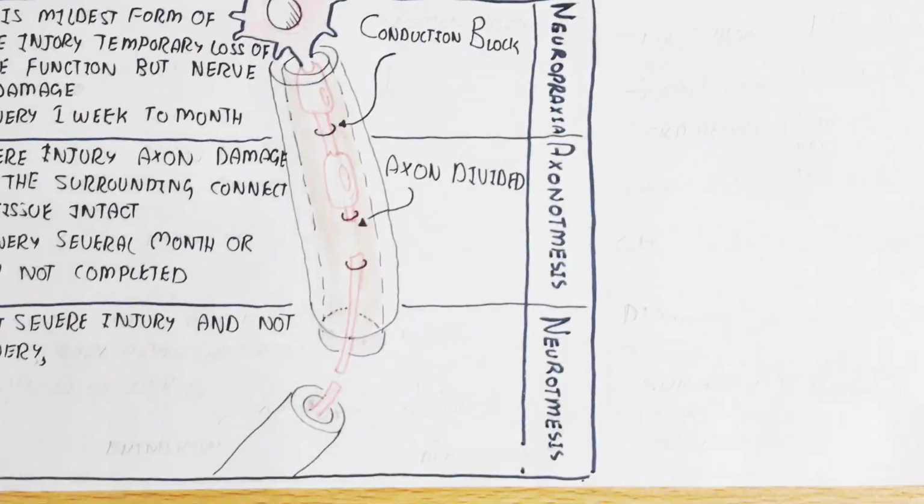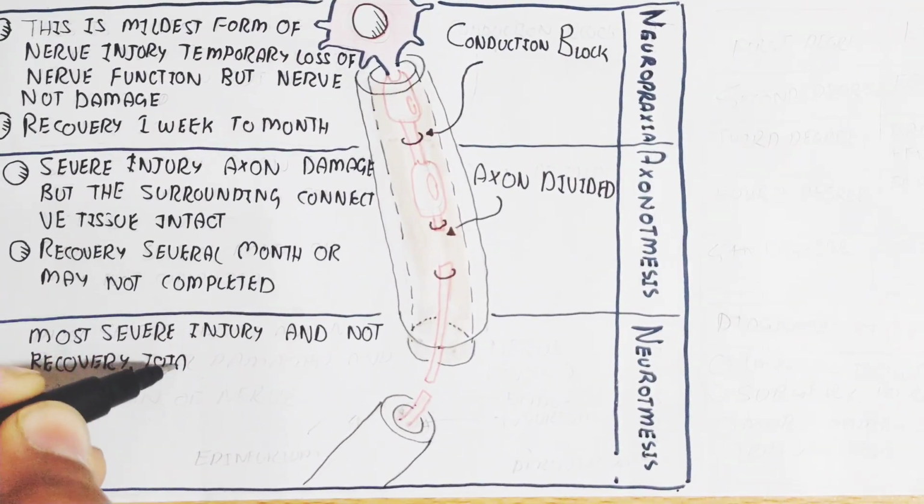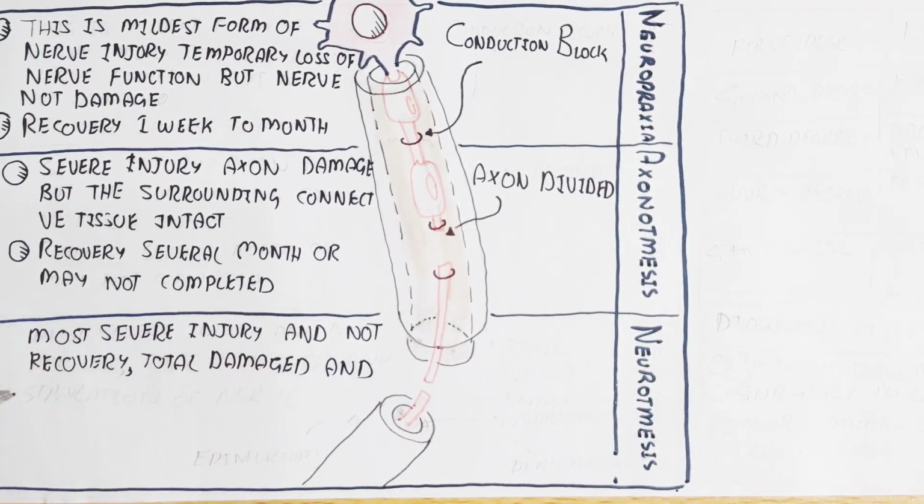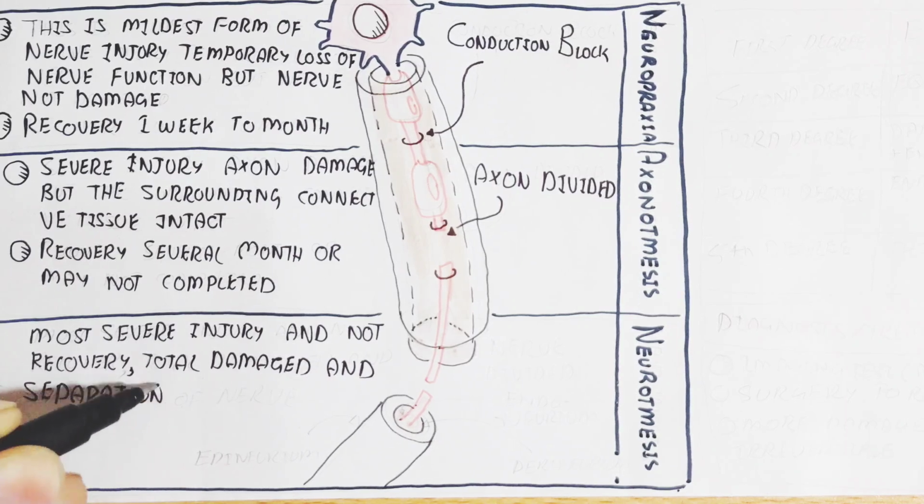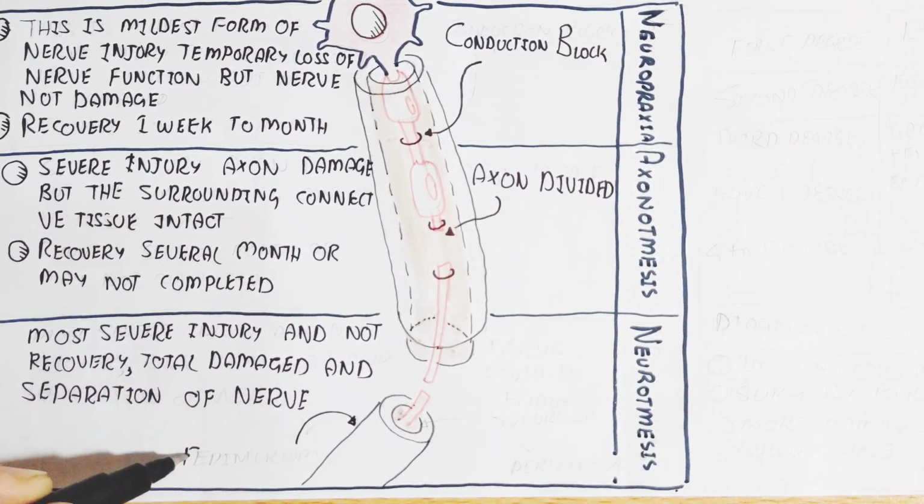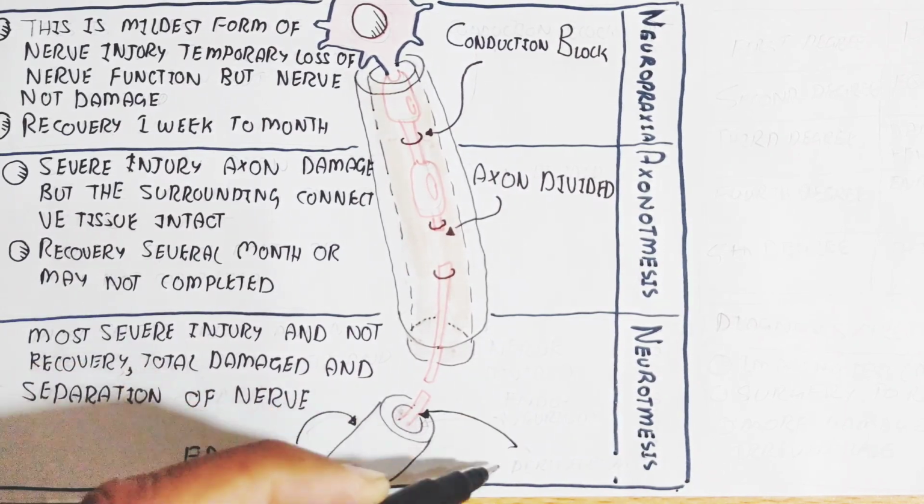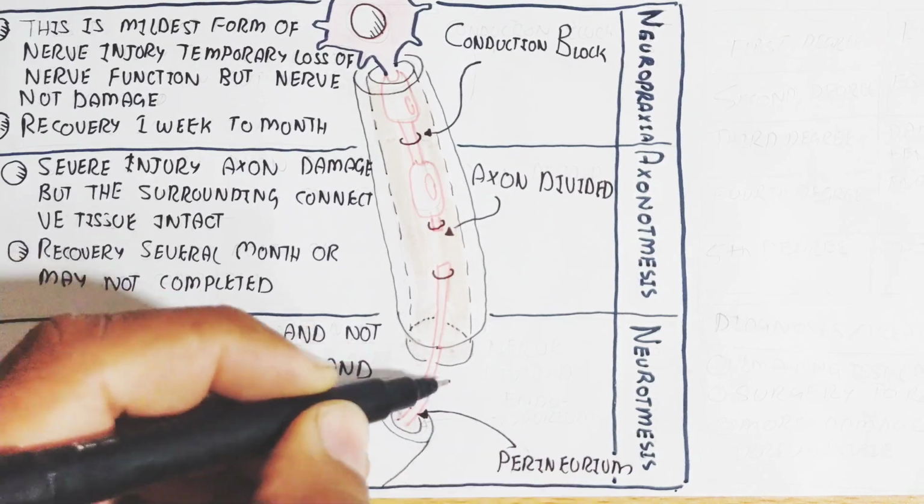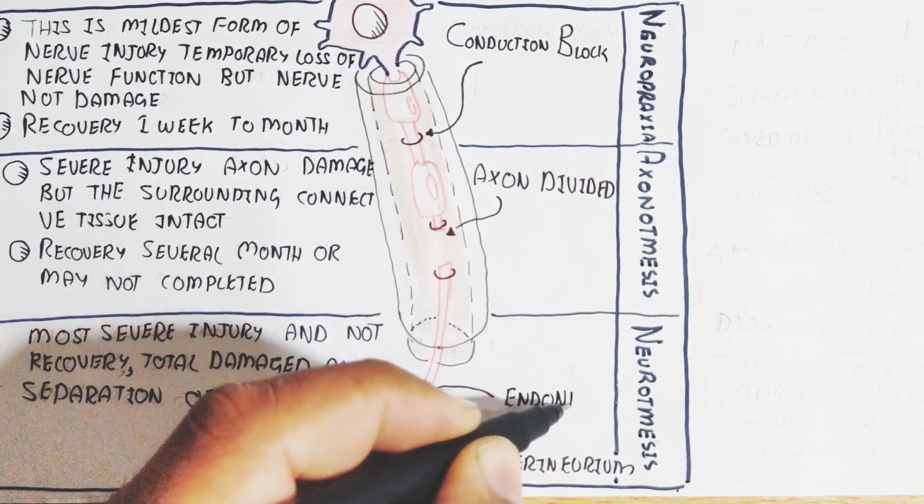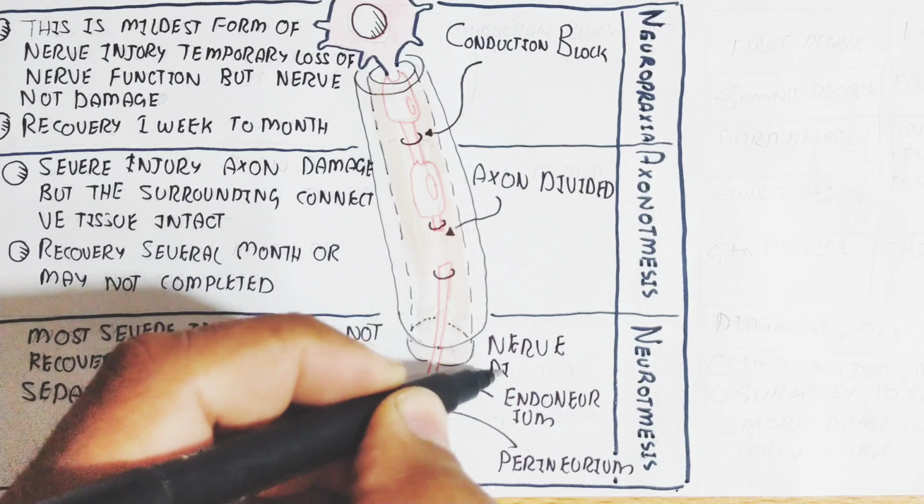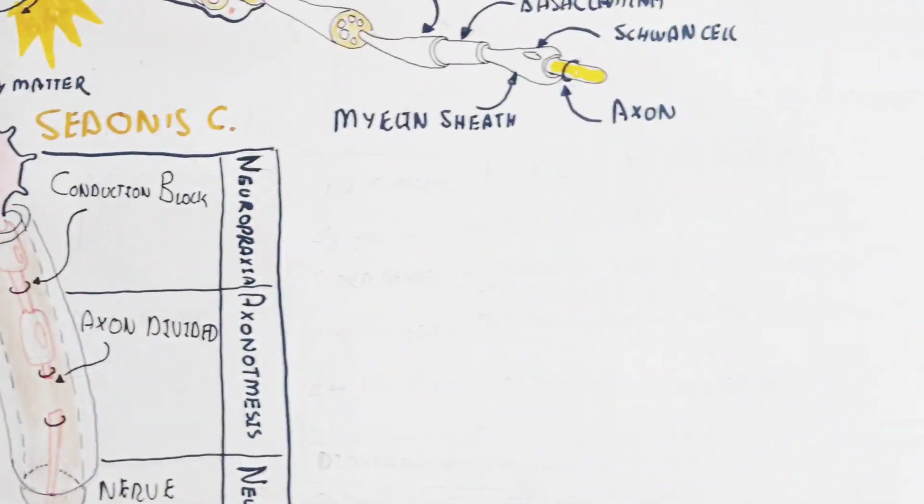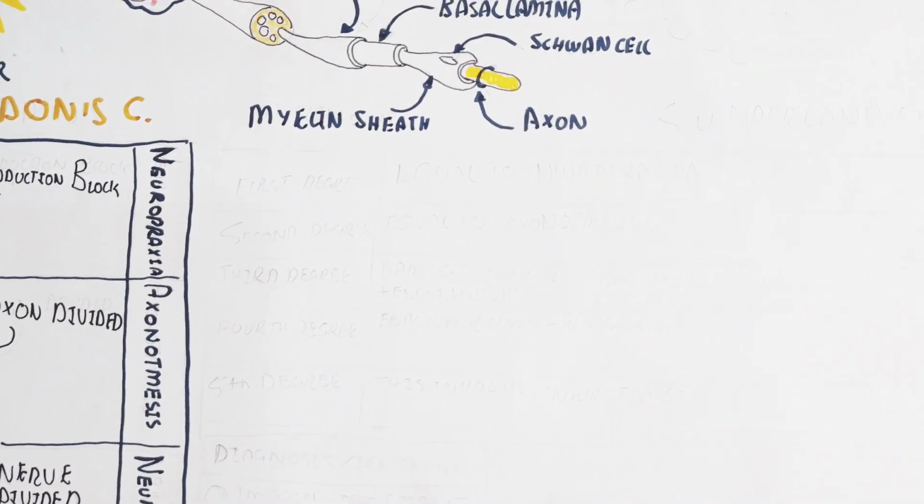On the other hand, neurotmesis means the most severe injury, with no recovery. It is total damage and separation of the nerve. The epineurium, perineurium, endoneurium, and axon will all be divided. That will be difficult to repair again, but some injuries can be repaired and reversed.